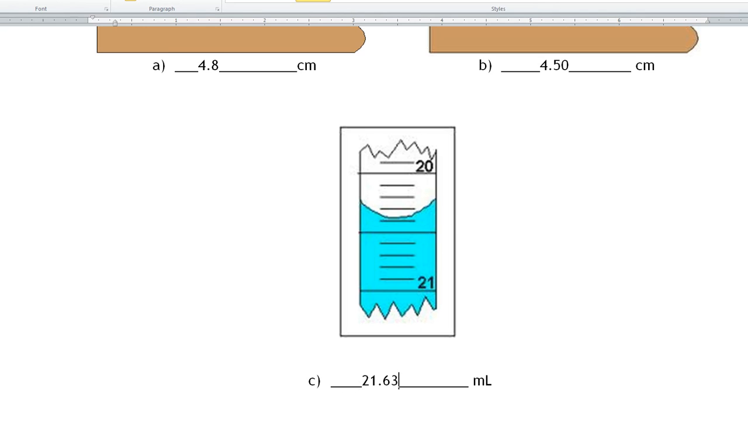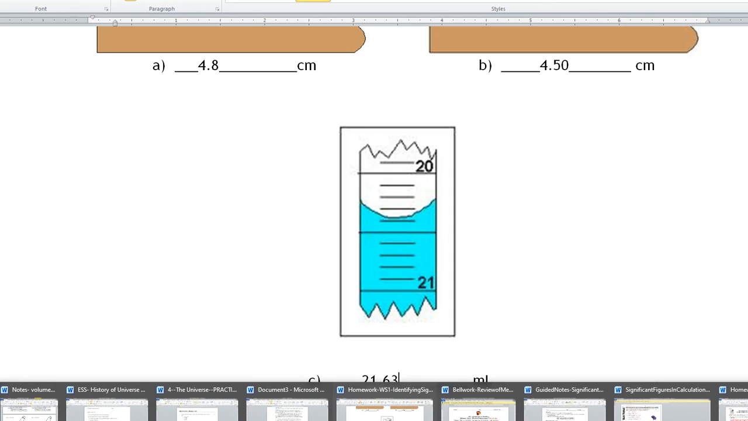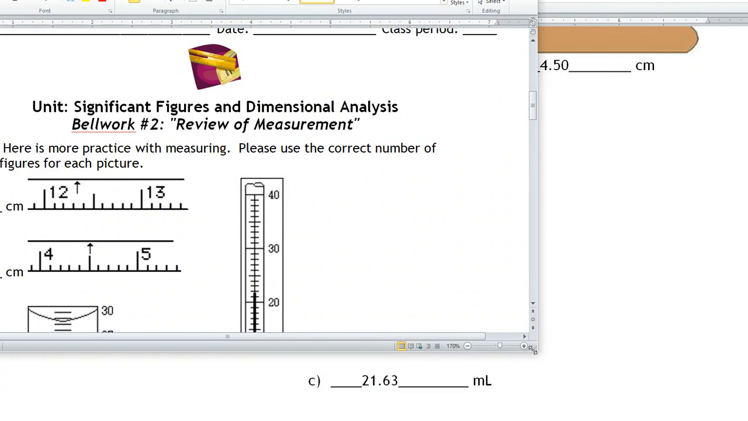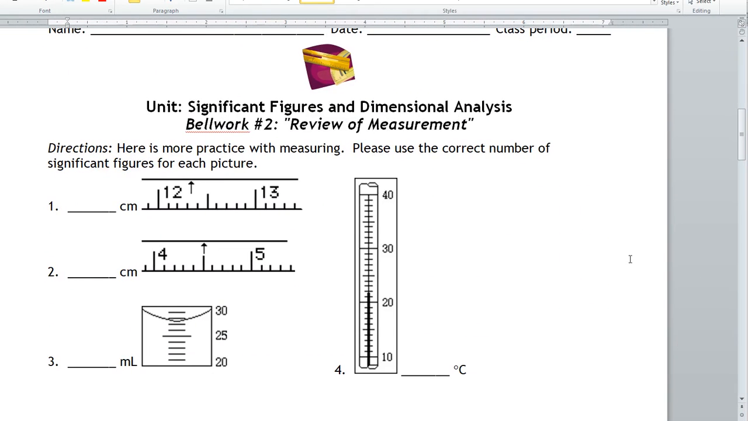All right. So what I'm going to have you do is take a few minutes and do a little bit more practice with this with bell work number 2. So open up to page 2 in your packet and do bell work number 2. So practice that with these 3 here. Or 4. There's 4 questions there, sorry.